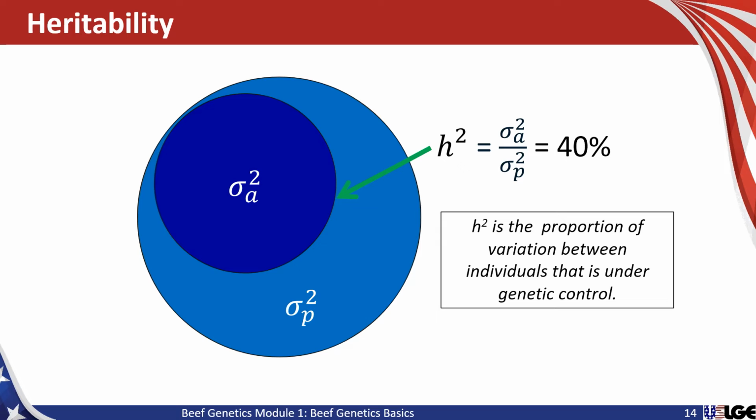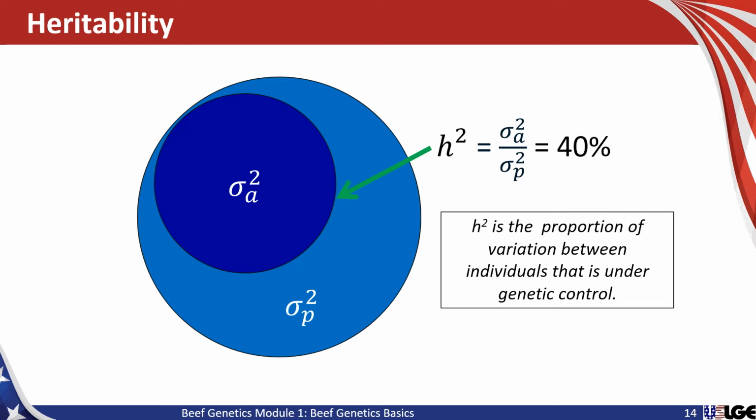So in this picture, the lighter blue circle represents the entirety of phenotypic variation, say, in a group of animals. And the dark blue circle then represents the portion of that variation that's under genetic control. So again, it's the ratio of additive genetic variance to phenotypic variance. In this case, for a trait like weaning weight, for example, may have a heritability of, say, 40%, which means that 40% of the variation in phenotype is due to genetics.